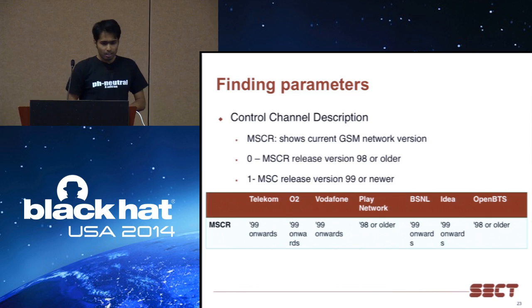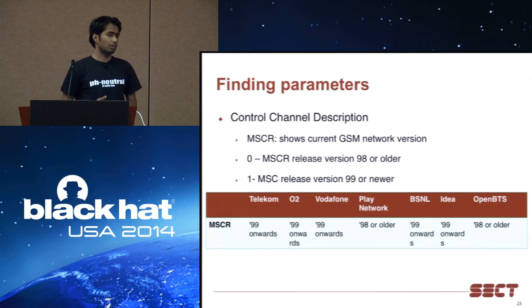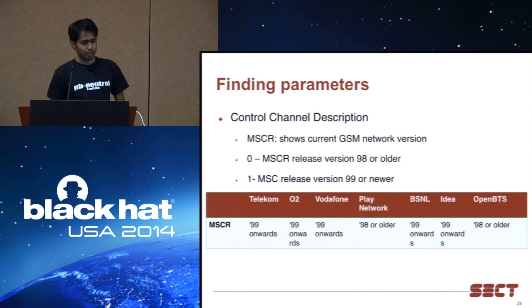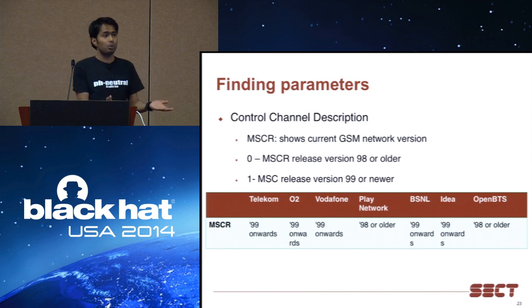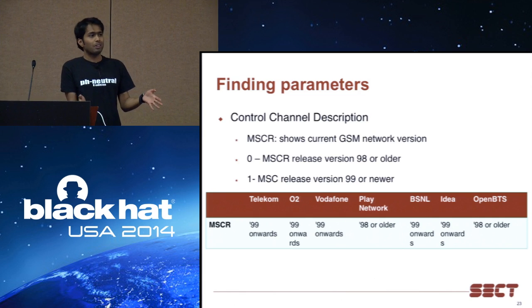So what is inside those messages? First is the control channel description, and in that there are some features. One feature is called MSCR. It shows the current GSM network version, meaning what software is running on the MSC of the operator serving you the network. If the byte is 0, it means release version 98, and if 1, it means release version 99. Of course, this is not a unique parameter. But as an end user, if you only go to your workplace and come back, you always have the same parameters, because these settings are never changed by the operator; they come with the default software.